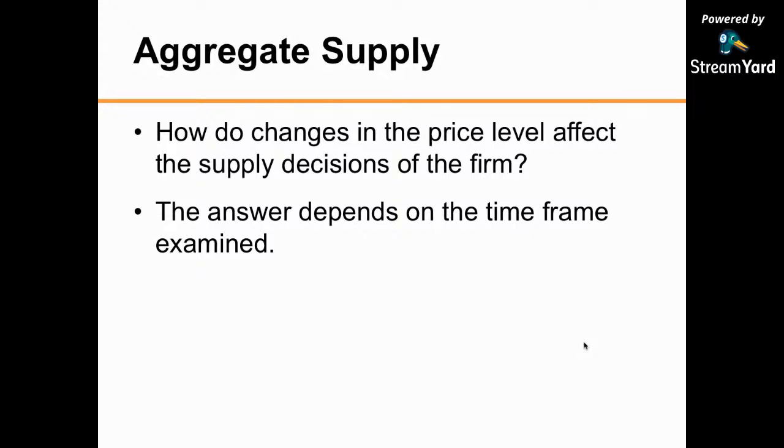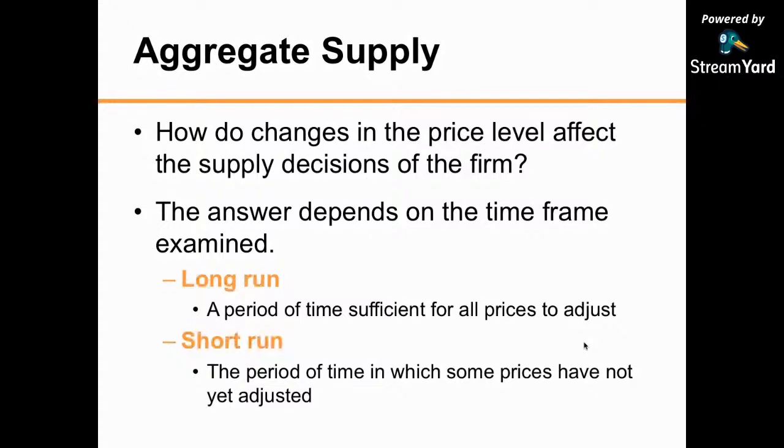And this really depends on our time horizon. So we have the long run and we have the short run. And remember, the long run is a period of time that's sufficient for all prices to adjust. And the short run is the period of time in which some prices have not yet adjusted. And remember that looking at these different time periods is going to give us very different answers.